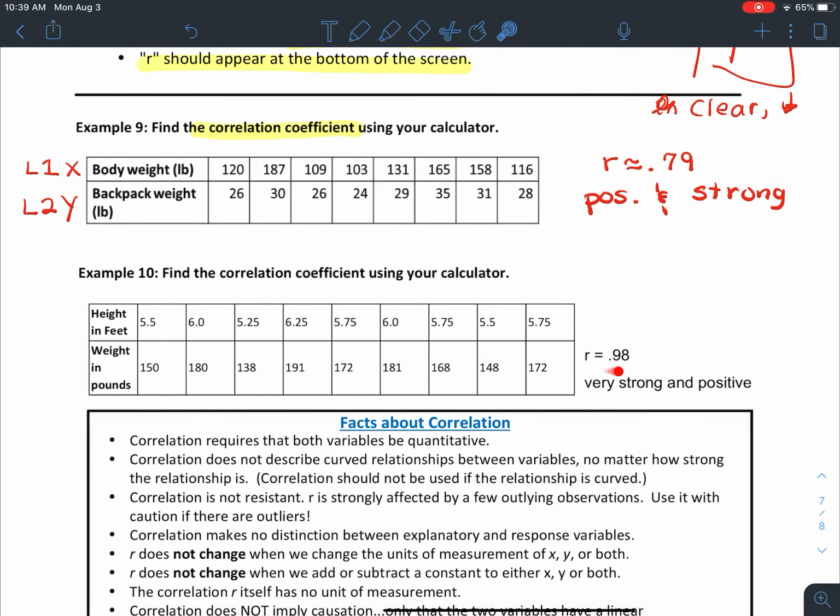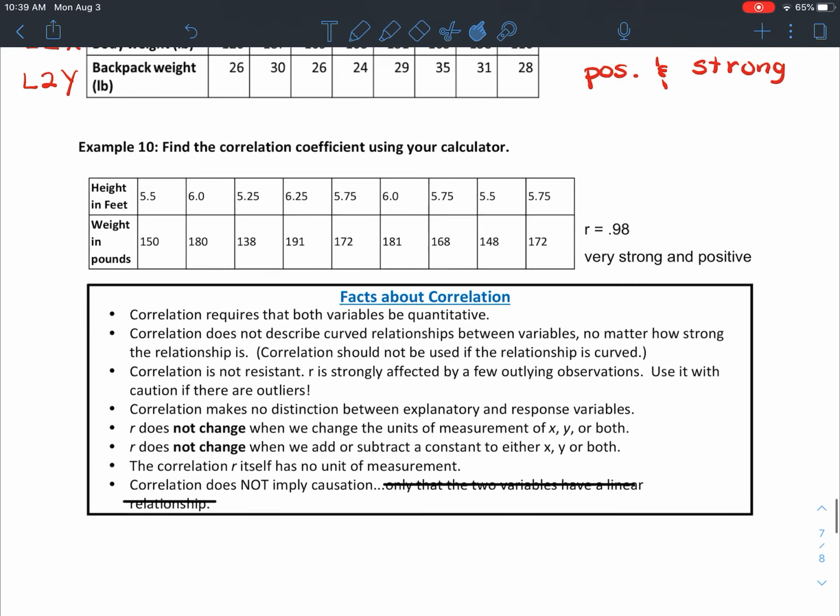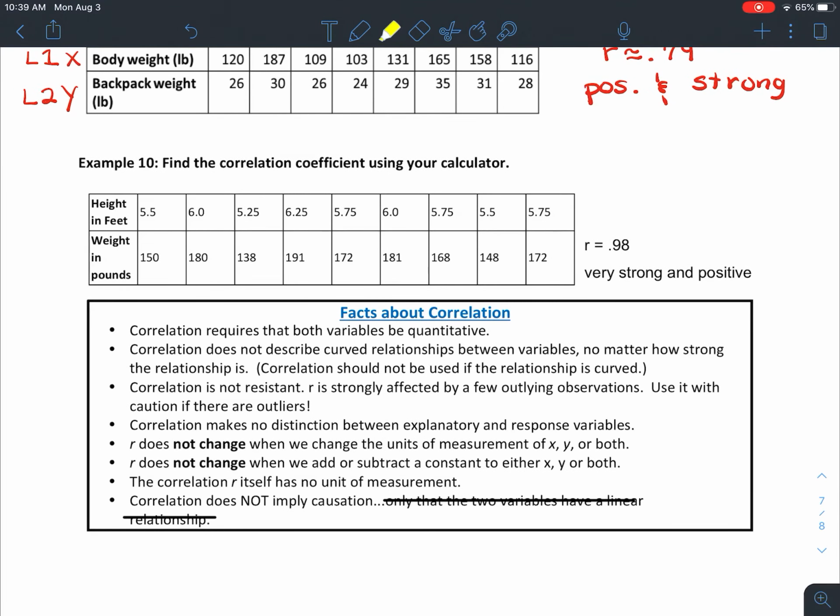Okay, here is a second example. If you wanted to try another one, here would be the R value that you should get. We would categorize that as very strong and positive. Here are just some facts about correlation that are worth noting. The correlation, the R value, is heavily affected by outliers.